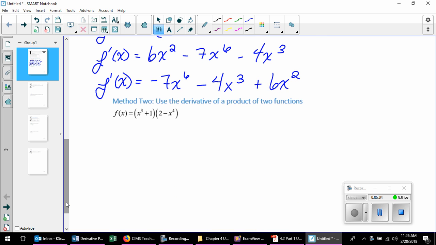So method 2, use the derivative of the product. So here's what I like to do. I'm going to split them. Actually, I'm not going to use f of x because the function is f of x. So I'm going to use k of x.